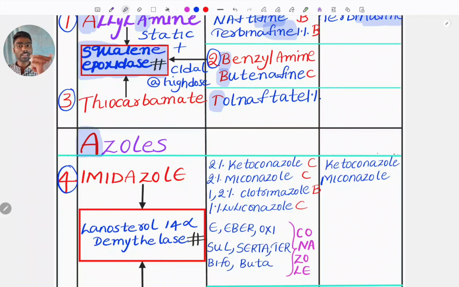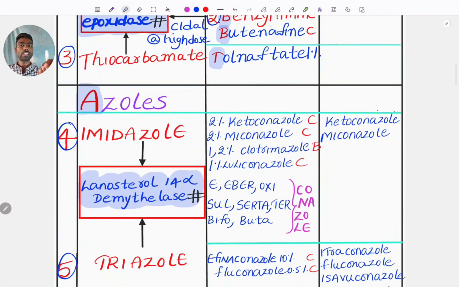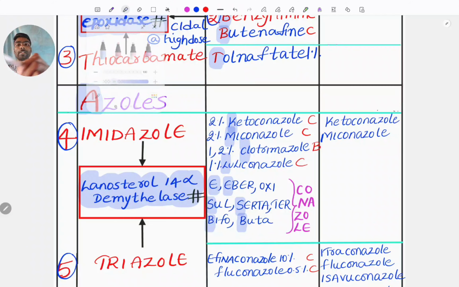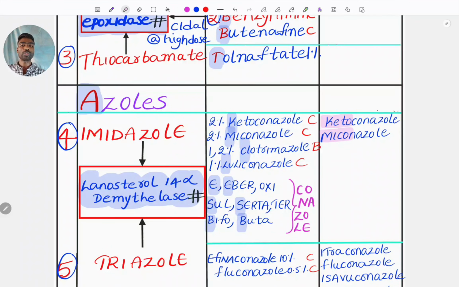What is the second enzyme which acts on lanosterol? Lanosterol 14 alpha demethylase. Here we have two classes of antifungals, imidazoles and triazoles. We will see examples. All the antifungals which we write commonly: ketoconazole, miconazole, clotrimazole, luliconazole. E with E, 2 drugs: econazole, eberconazole. With S: sulconazole, sertaconazole. With B: bifonazole, butaconazole. Next, topicals. Topical imidazoles, same keto and miconazole.